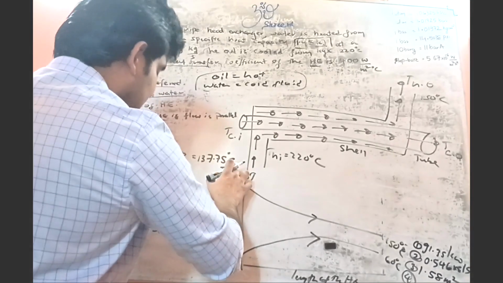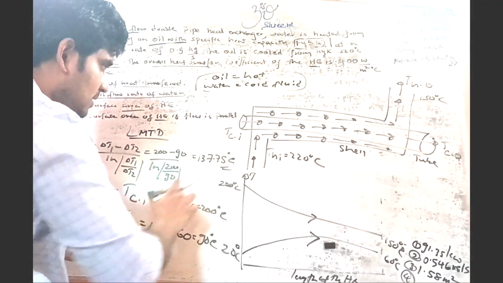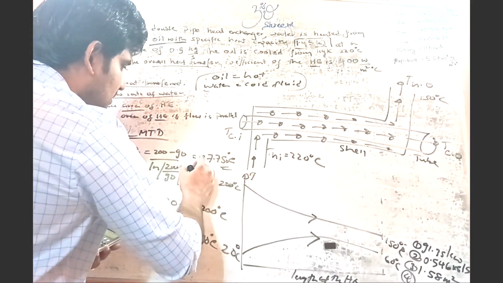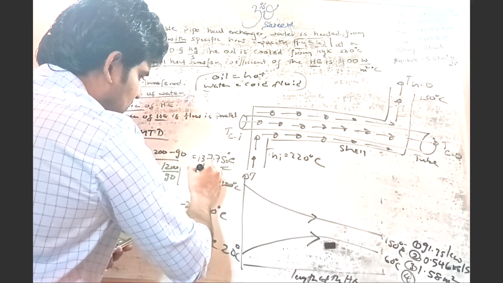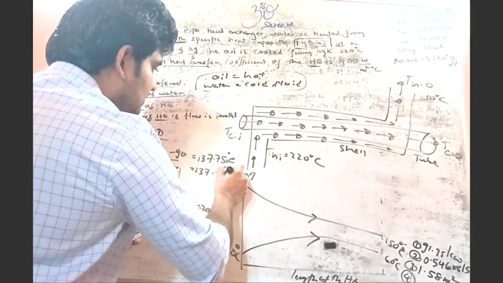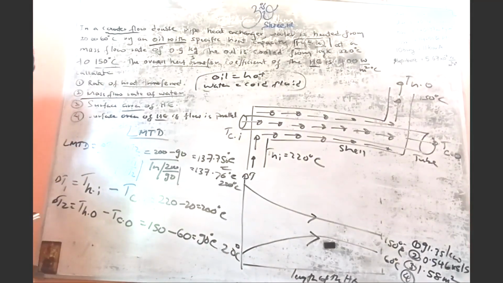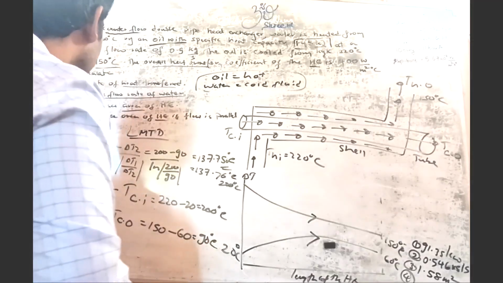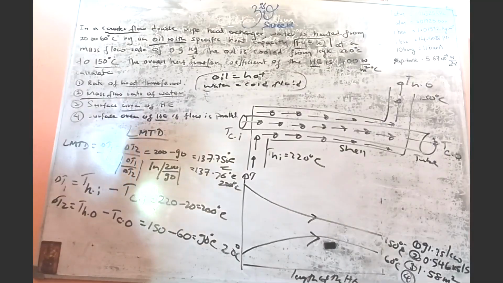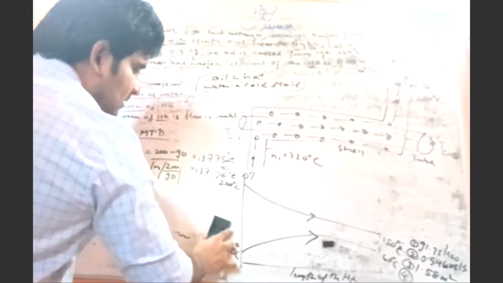137.75 degrees Celsius. Actually it was 137.756, so better round that to 2 decimals. Better say 137.76 degrees Celsius. So that answer is better LMTD, 137.76. So now we know the value for LMTD. I will erase this part. Now I need to find the area.